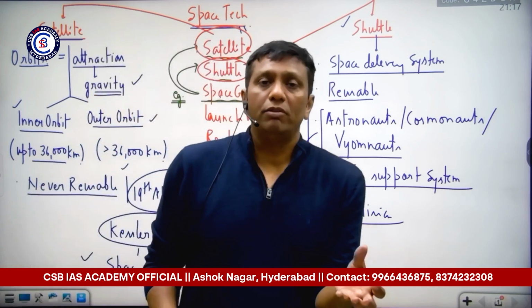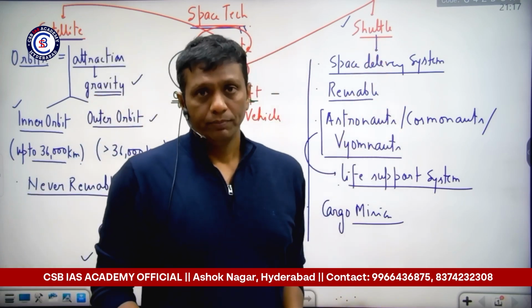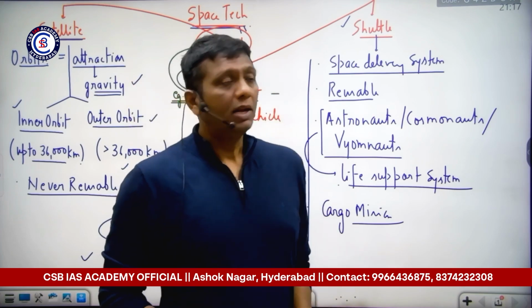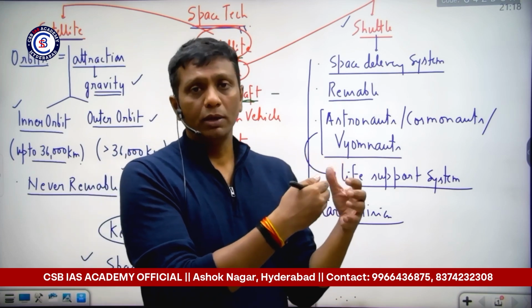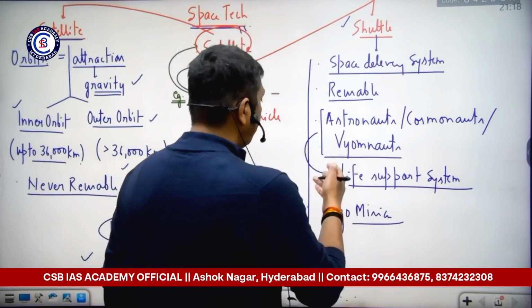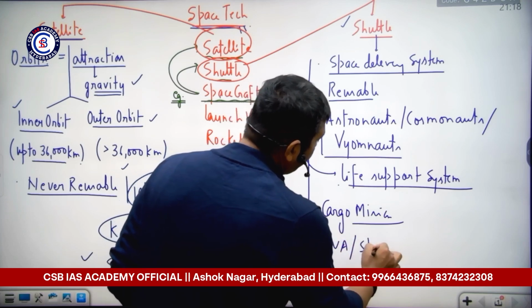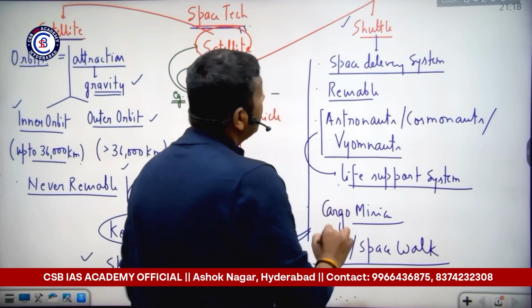In a very simple way, I can tell you guys, our Gaganyaan will be a kind of shuttle. Definitely it will be reusable. It will go and then come back. Even with the help of a shuttle, astronauts connect their own body to the life support system. And an EVA, extravehicular activity or spacewalk, is also carried out with the help of the shuttle system.